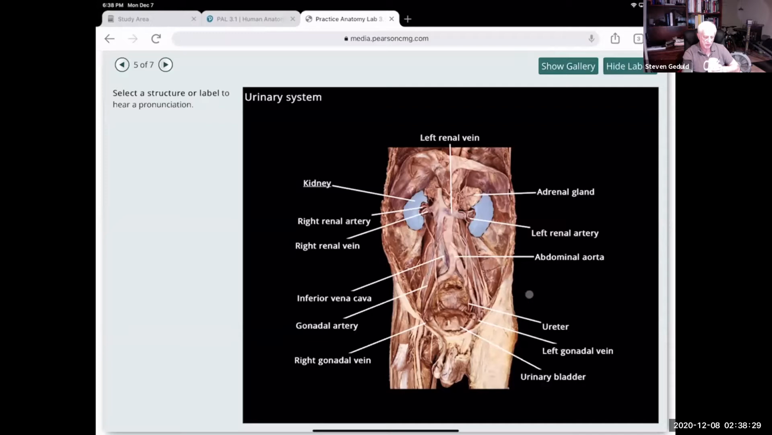Then you have your ureter. Ureter runs from the kidneys into the urinary bladder. Remember, it goes back behind the vas deferens and enters a posterior part of the urinary bladder. You can't see it entering it. It enters posteriorly in that trigone area. Then you have your left gonadal vein, and then you can see the urinary bladder right down here.